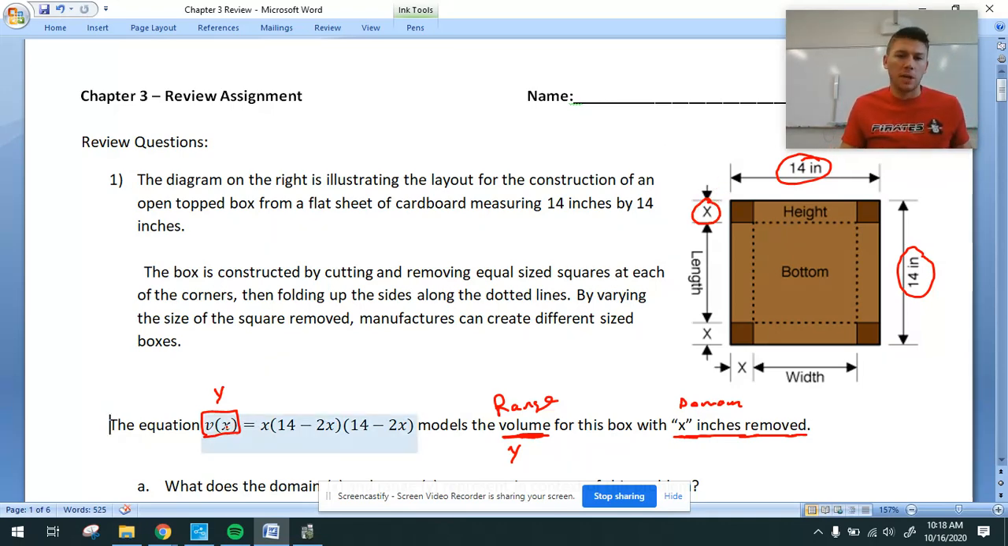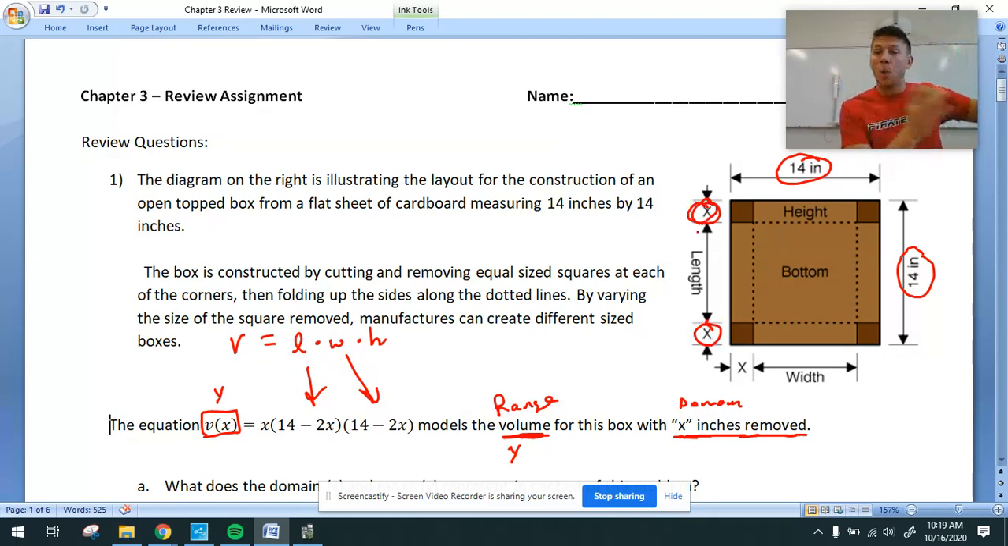So look at this formula here. If you guys remember, the volume of a box is length times width times height. And that's what's taking place here. The length and the width are 14 minus 2x. Why is it 2x? Because there is an x here and an x there. So it's being impacted by twice whatever's removed. The height is actually equivalent to that side length removed, or x.